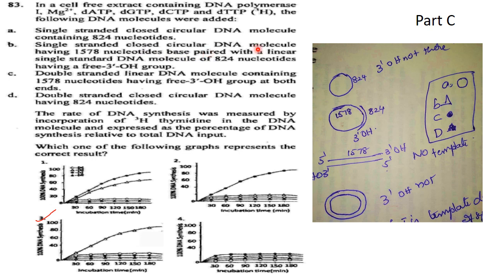Single-stranded closed circular DNA molecule having 1578 nucleotides base paired with a linear single-stranded DNA molecule of 824 nucleotides having a free 3' OH group, like this.